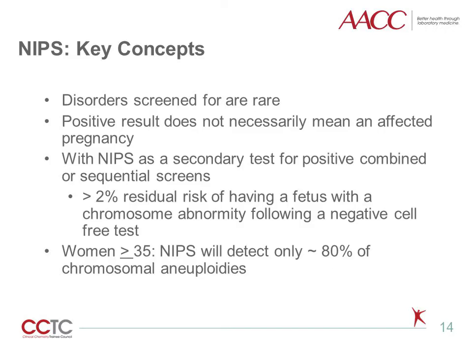Some other key concepts in understanding results from prenatal screening are to remember that prenatal disorders being tested are rare, and as such a positive result does not always translate into an affected pregnancy. When NIPS is used as a secondary test for positive combined or sequential prenatal screens, there is still a greater than 2% residual risk of having a fetus with a chromosome abnormality following a negative cell-free test. In women more than 35 years, NIPS will detect only approximately 80% of chromosomal aneuploidies.